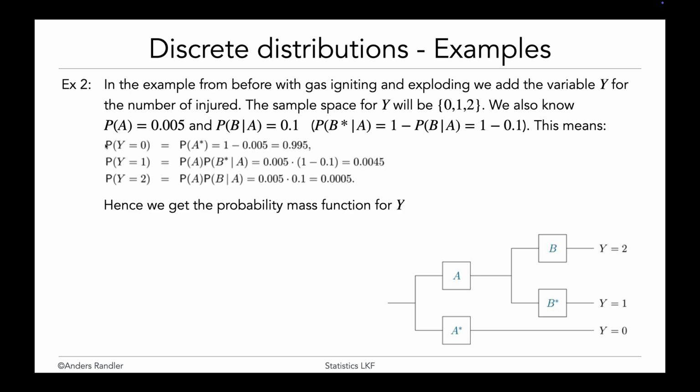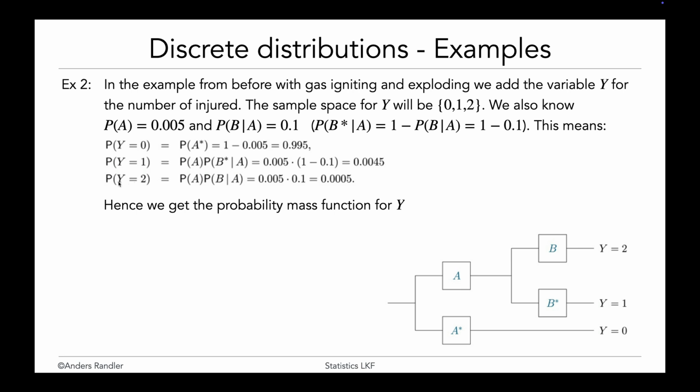The probability for y equals 0 is the probability for the complement of A, which is, using this, 0.995. The probability for y being 1 is, of course, the probability of A times the probability of not B if we know that A has happened. This is just going back to the conditional probability. And in that case, that would be 0.0045.